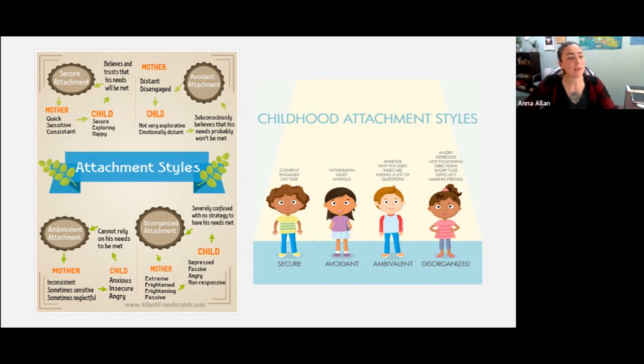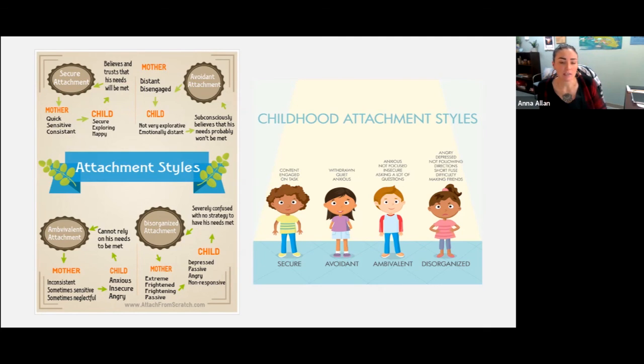So what will that look like, now looking at the right image? A child who has a secure attachment will be content and engaged and focused. A child who has an avoidant attachment will be more withdrawn or quiet or anxious, almost coming across as fearful or shy. A child who has an ambivalent attachment will be anxious, not focused, insecure, asking a lot of questions. They're constantly needing reassurance, constantly needing that emotional reassurance from you.